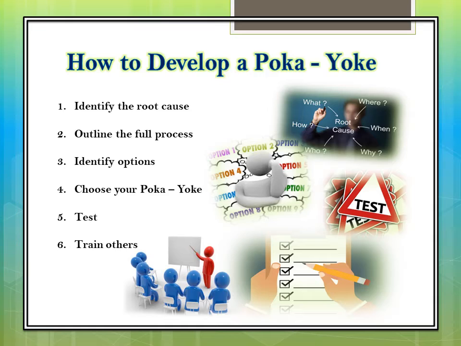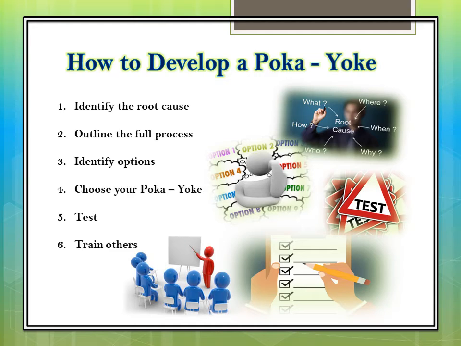So create a step by step outline of the current process, and that's just to help you understand the context behind why the mistakes are occurring. Step 3 is to identify your options for removing the mistake using control Poka-yoke. Now if you can't figure out how to prevent the error, then maybe you can detect the error quickly using warning Poka-yoke. So look at using the contact, constant number and sequence methods for each type of Poka-yoke.